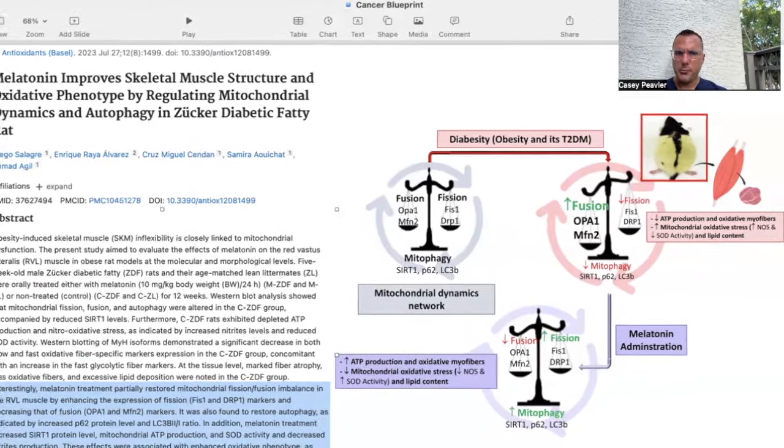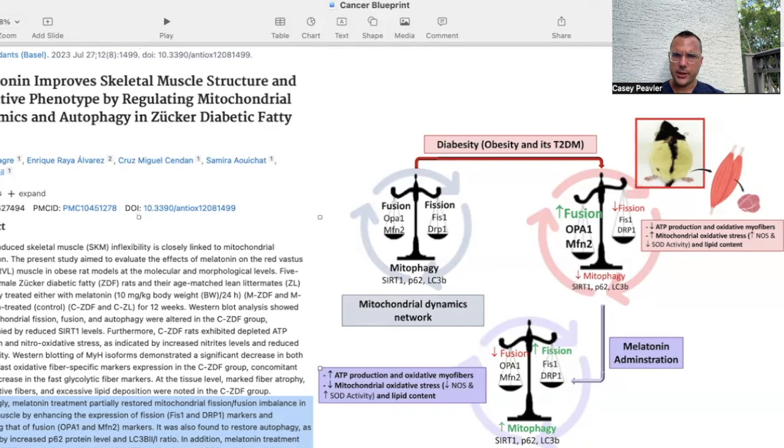All right, let's see if we can unpack what that paper is saying. So essentially, in these diabetic and obese rats and their muscle fibers, we see that there's an imbalance between fission and fusion. And what melatonin essentially is doing is allowing the mitochondrial dynamics to work out so that there is overall improved mitochondrial function. And we see that the imbalance is that there is decreased ATP production, increased mitochondrial oxidative stress, iNOS, and decreased SOD activity, superoxide dismutase activity, and lipid content.